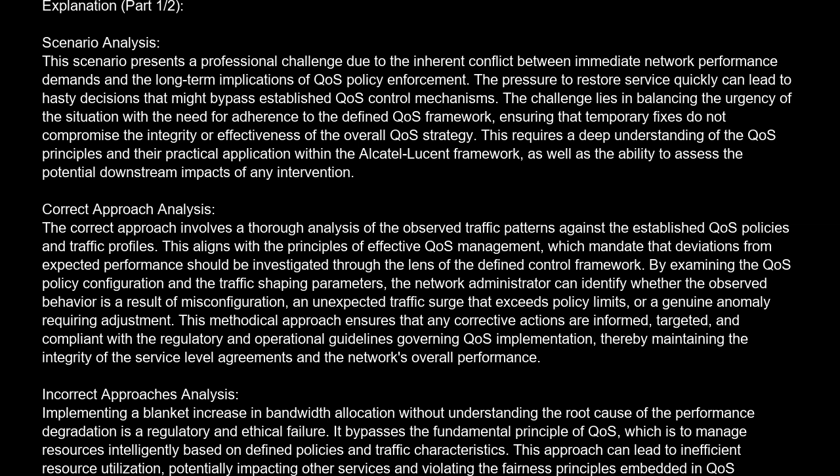Incorrect approach analysis. Implementing a blanket increase in bandwidth allocation without understanding the root cause of the performance degradation is a regulatory and ethical failure.